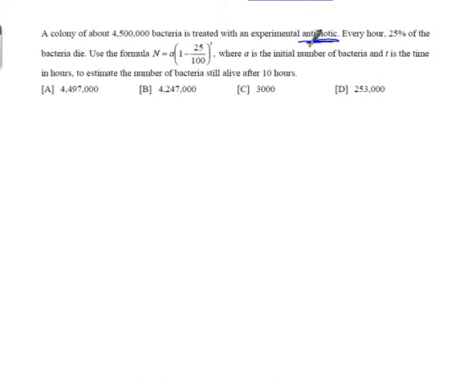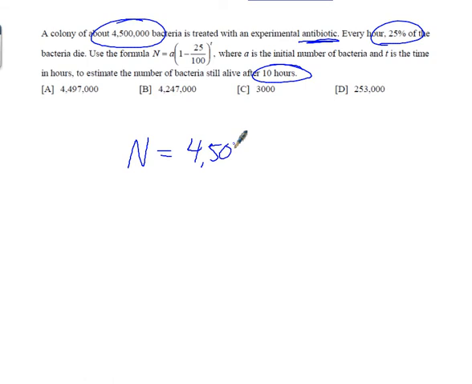Where A is the initial number of bacteria and T is the time in hours, to estimate the number of bacteria still alive after 10 hours. So we're looking after 10 hours, the initial amount of the bacteria, and 25%. You can look, so N is going to be the number left. We started with 4.5 million. 1 minus, they put in the 25% right here, 1 minus 25 over 100, and we're talking about after 10 hours.